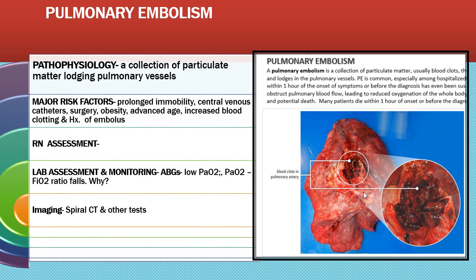Major risk factors for PEs are DVTs, embolism, prolonged immobility, central venous catheter presence, surgery, obesity, advancing age, increased blood clotting, and a history of having a previous thromboembolism. Your textbook contains a chart that has the best practices for preventing DVTs. I would like for you to look at that.